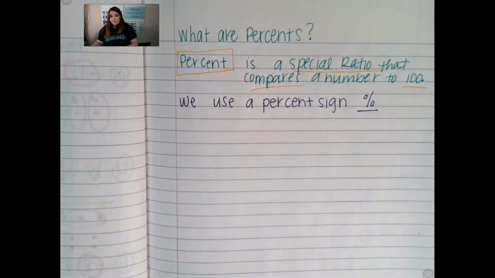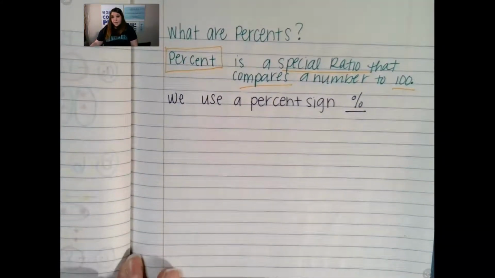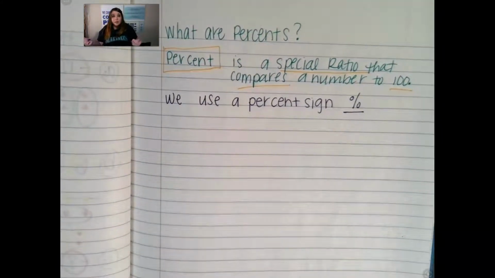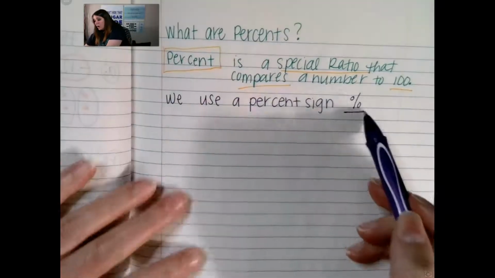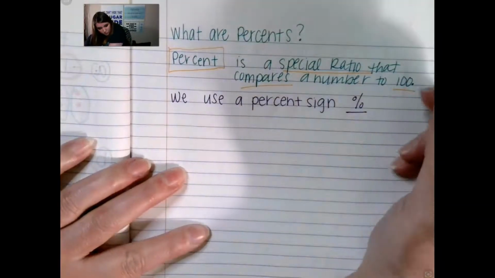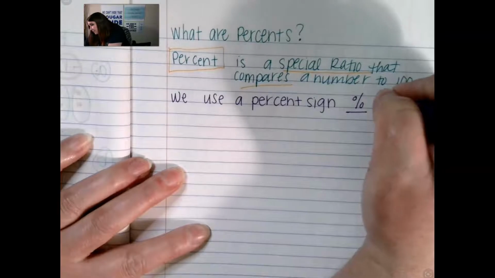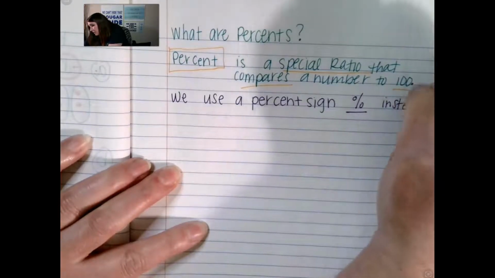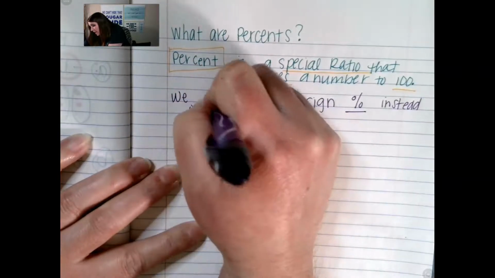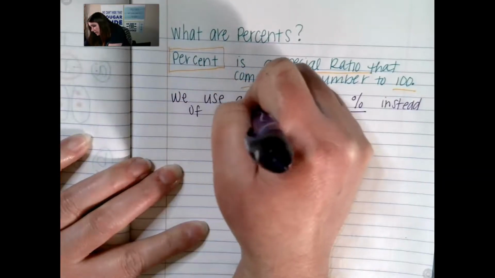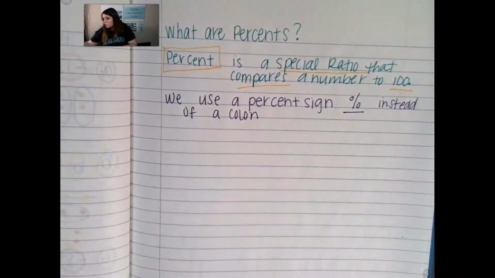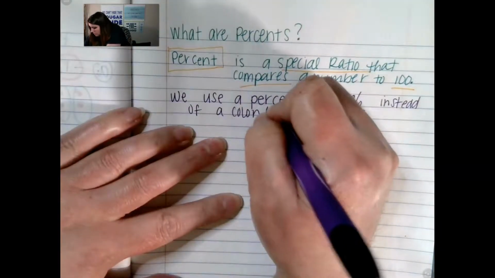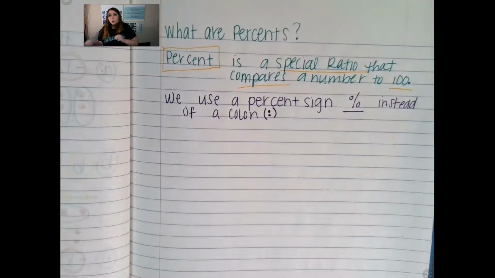That is a percent sign. We use a percent sign instead of a colon. So in a normal ratio, you would have these two dots. We're not using that anymore. So we're using a percent sign instead of a colon. Normal ratios used the colon. We're no longer doing that.